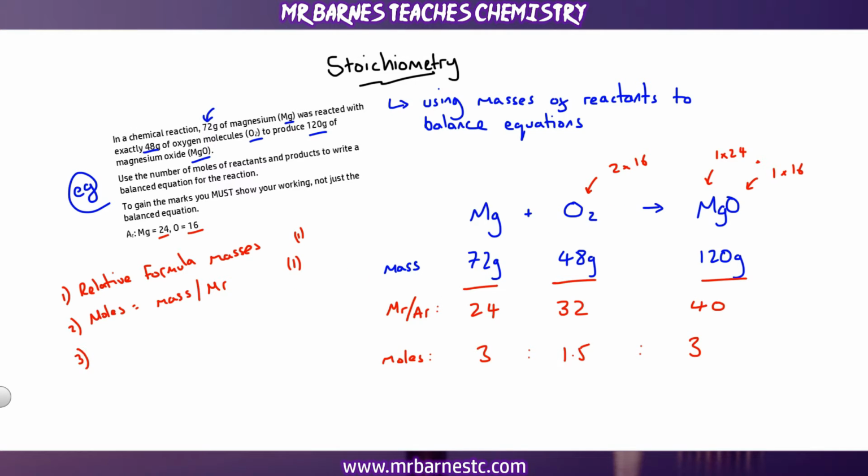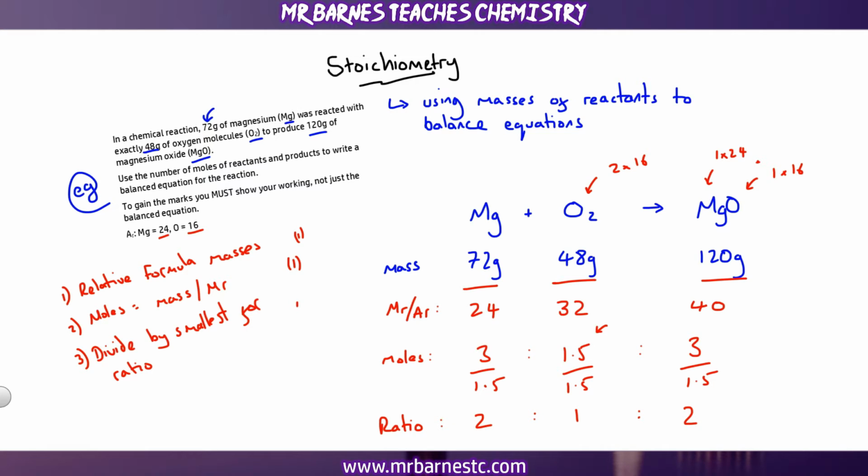Now you can't put those numbers into the equation because you can't have 1.5, so what we have to do is divide by the smallest again. So the smallest number is 1.5. 3 divided by 1.5, 1.5 divided by 1.5, and 3 divided by 1.5 gives me a ratio of 2 to 1 to 2. That's going to get you your third mark out of 4. And then finally, we add that to the equation. So I have 2Mg plus 1O2, which we just don't write in, plus 2MgO. And that's my fourth mark if it was out of 4.